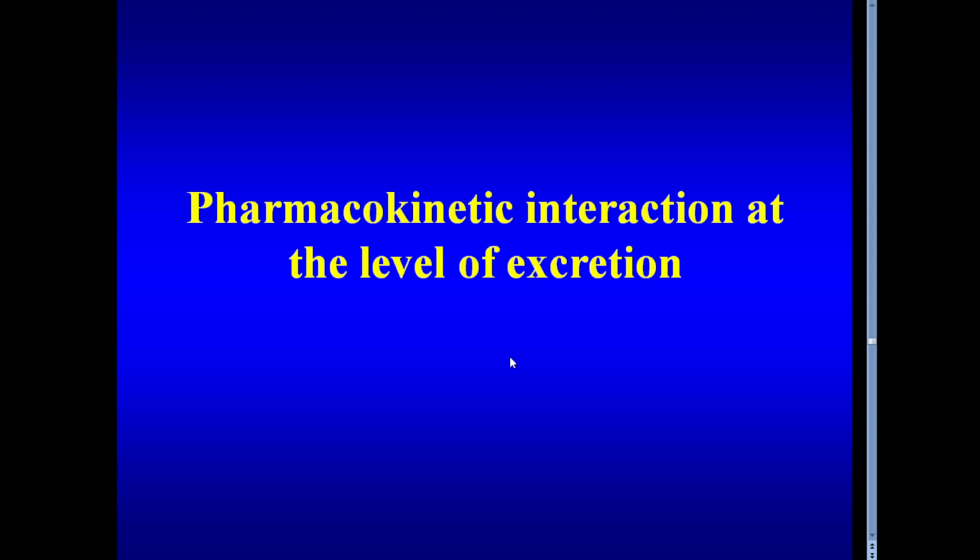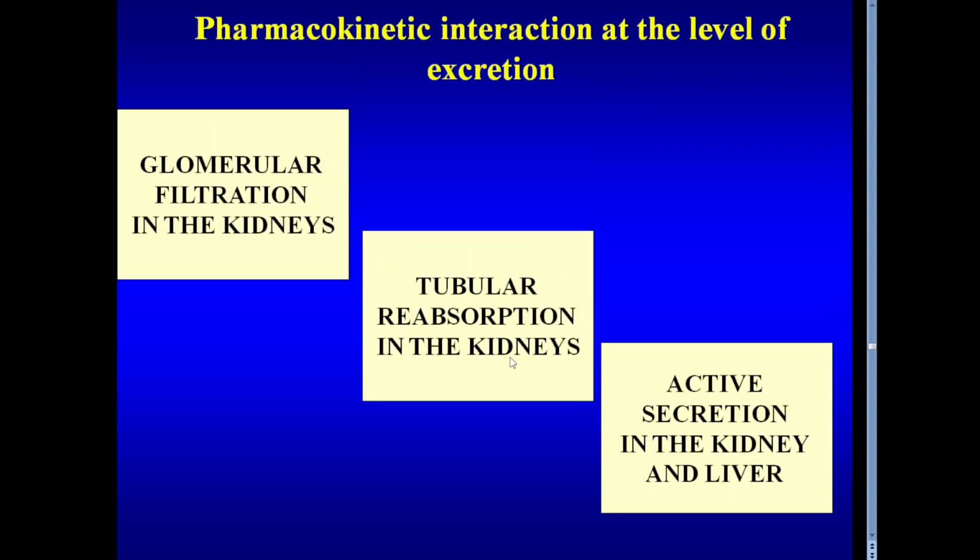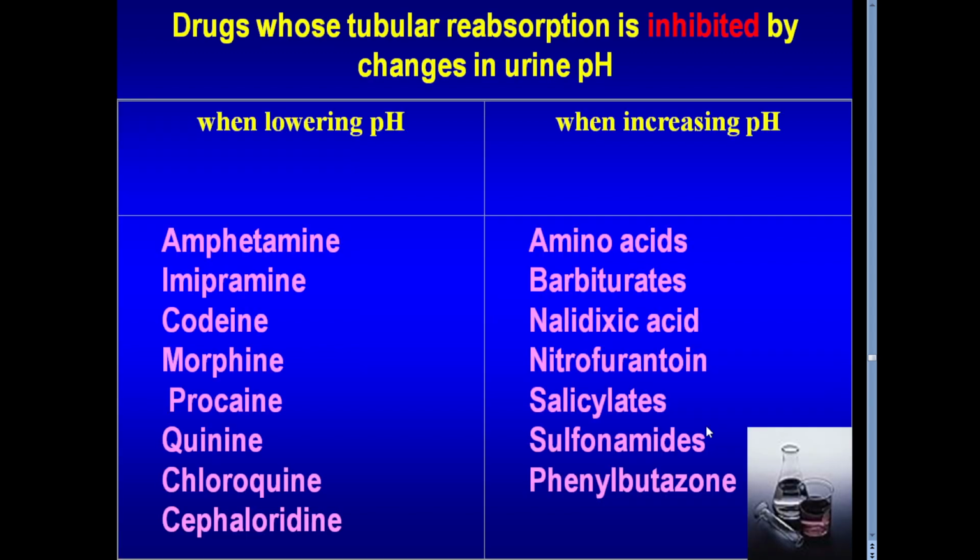Pharmacokinetic interaction at the level of excretion. First of all, drugs can interact if they influence glomerular filtration in kidneys, tubular reabsorption in kidneys, and active secretion in kidneys and liver. These processes. Example: drugs whose tubular reabsorption is inhibited by changes in urine pH.